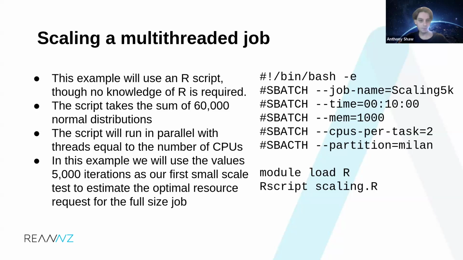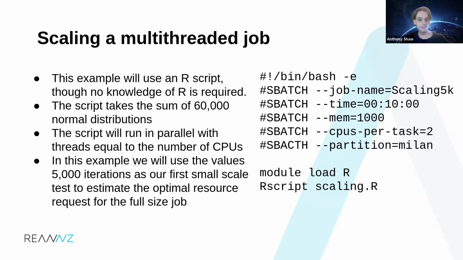In this example for the multi-thread job, we're going to use R scripts to demonstrate how you might perform some of these scaling tests. However, the principles of this process apply regardless of what software you're using. You don't need to know anything about R to go through this. It was just used for the purpose of the demonstration. As a quick overview of what the R script is doing, it generates a bunch of random numbers based on a normal distribution and then sums them all together, a whole lot of them, so it takes time. The script will take the number of CPUs per task from the environment, and then run in parallel that many threads.